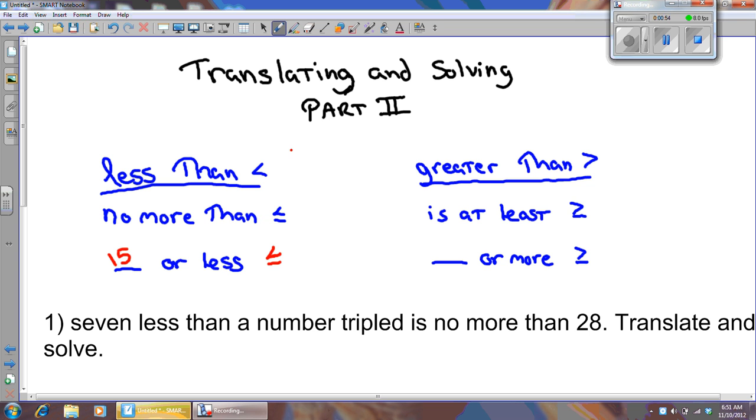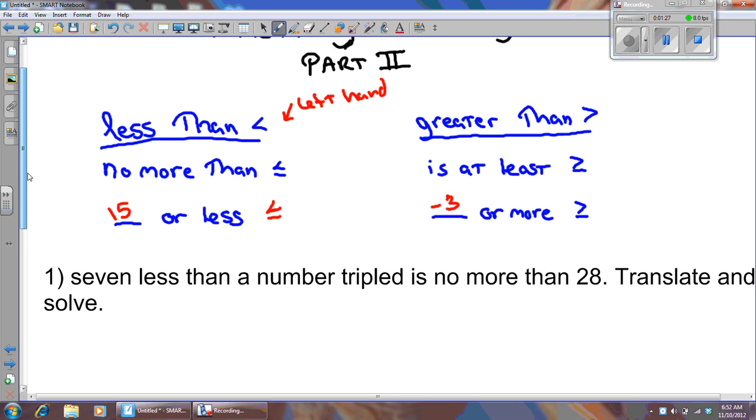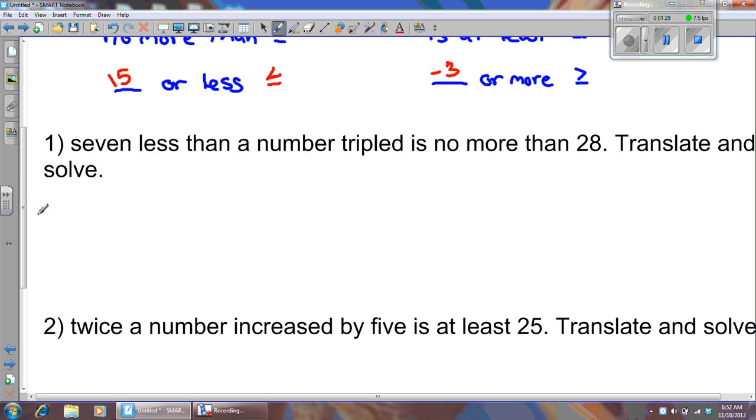By the way, remember, less than is on your left hand. So if you're a kid that gets confused with less than or greater than, hold your finger and thumb up on both hands. The one on your left hand is your less than symbol. All right, so we've got greater than, which is the greater than symbol. At least is going to be greater than or equal to, and blank or more, that's going to be a greater than or equal to, for example, like -3 or more. All right, let's apply this to two problems, and then that will be the lesson for today.